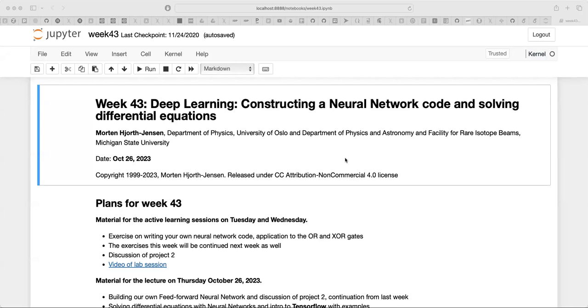Welcome back, everybody, to this session on neural networks and setting up our own code for neural networks, and also applying this to the solution of differential equations.